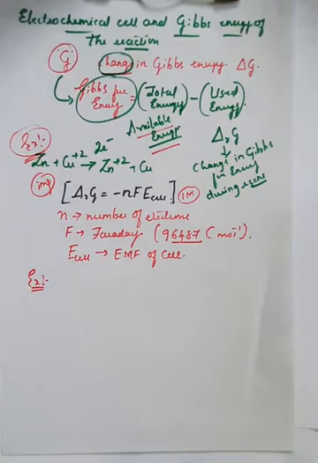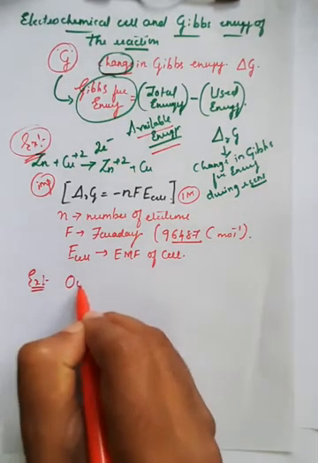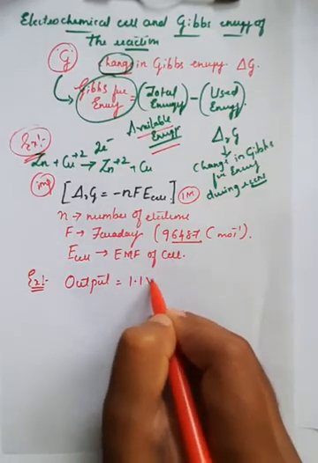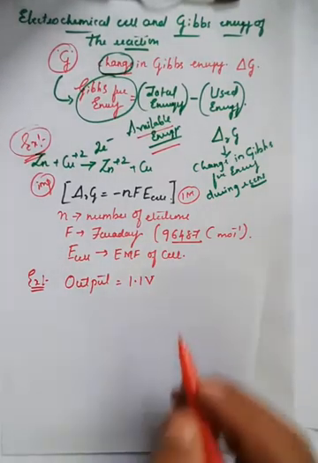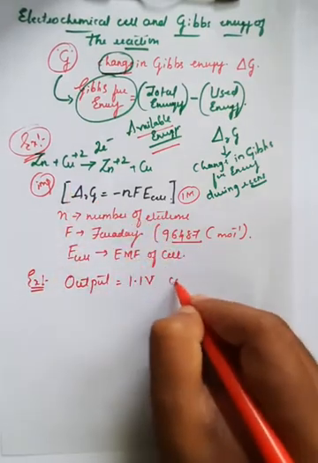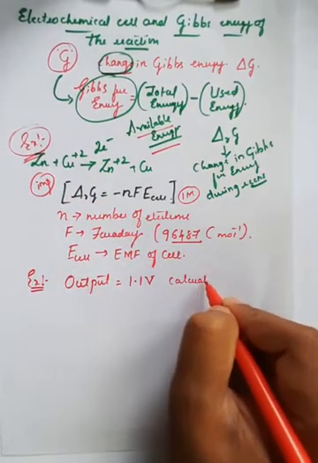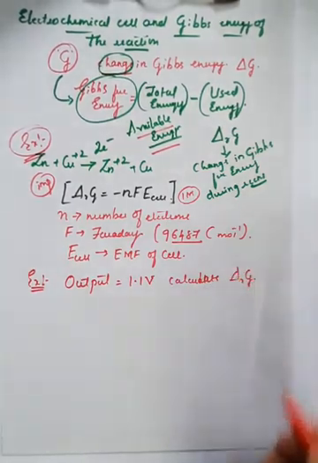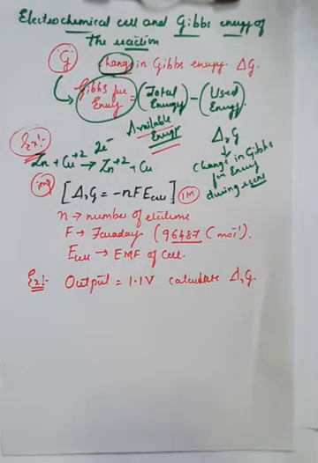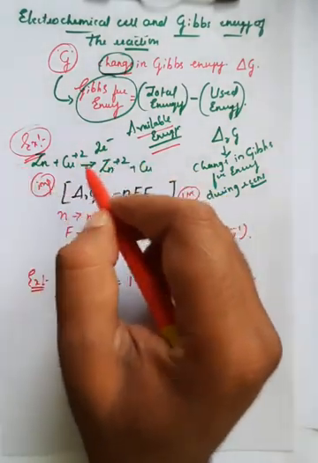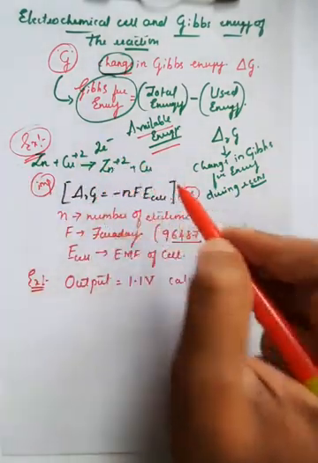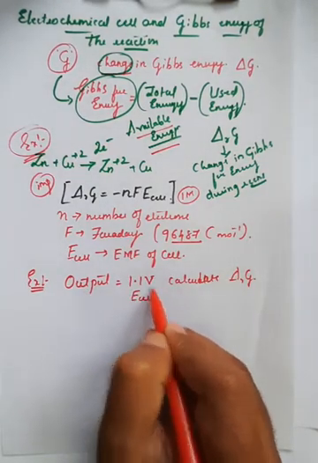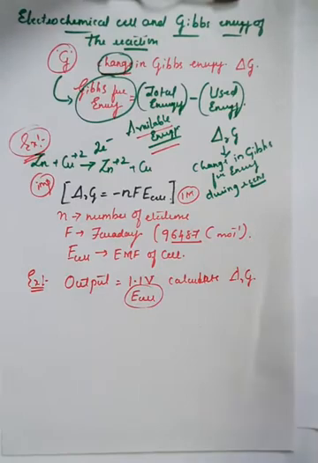The output of Daniell cell is equal to 1.1 volt, and calculate the delta R of G for the reaction. In case of Daniell cell, we already know the reaction, that is Zn plus Cu2+ will convert into Zn2+ plus Cu. So here the output is nothing but the E cell of the reaction, right? The output is the total E cell of the reaction.